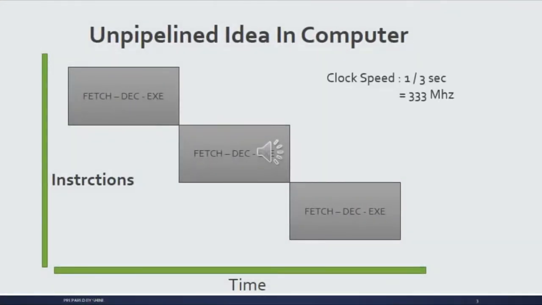Now let's see how the pipeline idea is implemented in a computer. There are 3 stages through which an instruction passes: fetch, decode, and execute. In an unpipelined computer, one instruction is processed at a time, and after completing fetching, decoding, and execution of that instruction, the computer moves to another instruction. That means only one instruction is processed at a time.